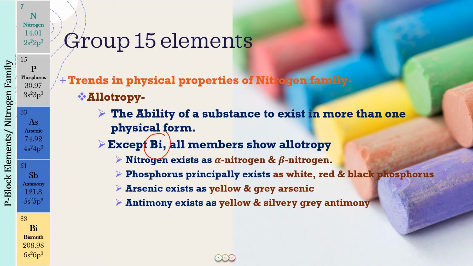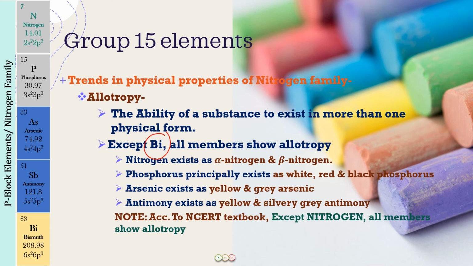Now, one very important thing I want to tell you is that in the NCERT textbook, what is given is that except nitrogen, all members show allotropy. So please do remember, it is not the case. Nitrogen shows allotropy. Bismuth does not show allotropy. But if it is a question in your paper, the NCERT textbook is always going to be correct. So please mark that nitrogen does not show allotropy. That is what I want you to do, because for your examination the NCERT textbook is going to be important, but I did not want to give you wrong information either.